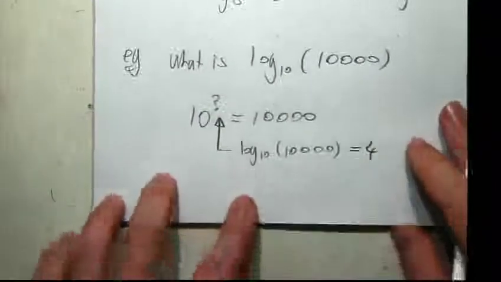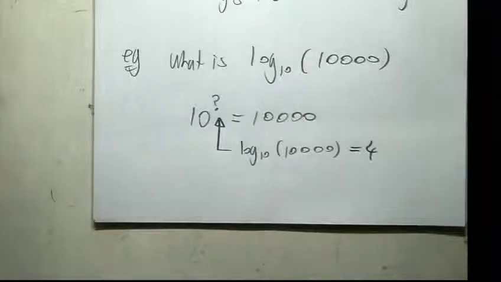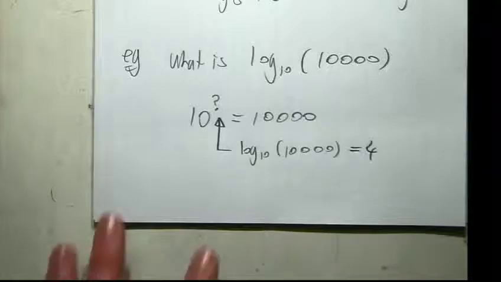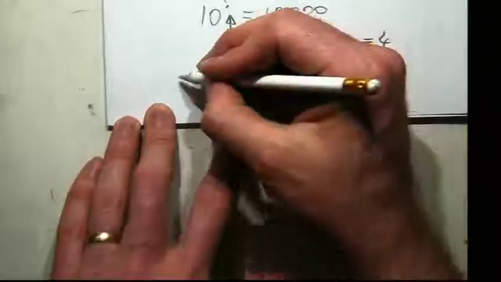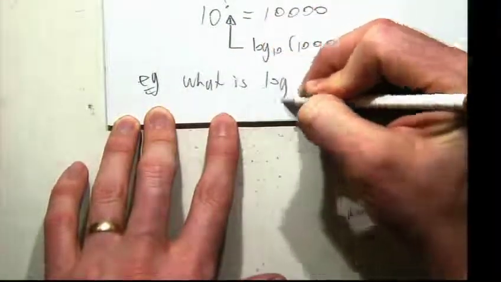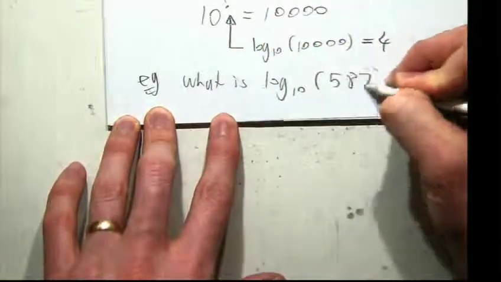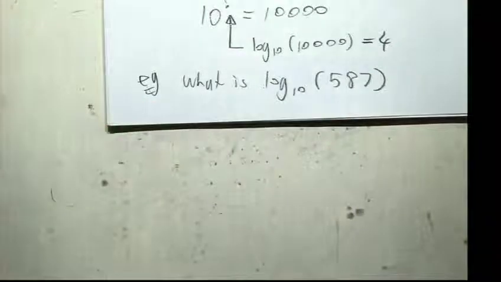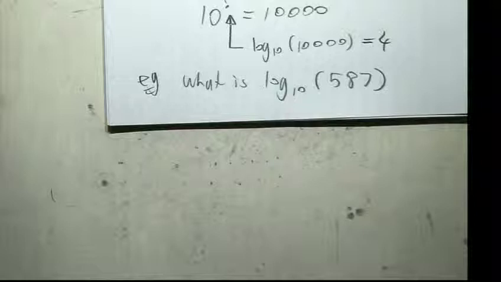So if you have a number that's a multiple of 10, log 10 of 10 is 1, log 10 of 100 is 2, log 10 of 1,000 is 3, log 10 of 10,000 is 4. It's just the number of zeros on the end. And so if I asked myself, what is log 10 of 587? Well, 587 is somewhere between 100 and 1,000.